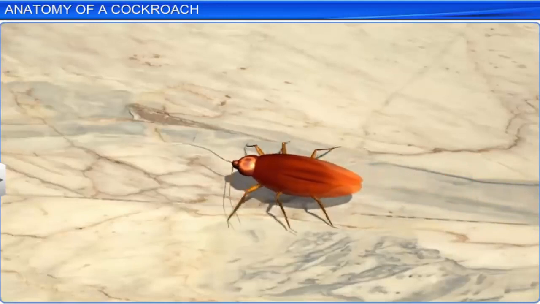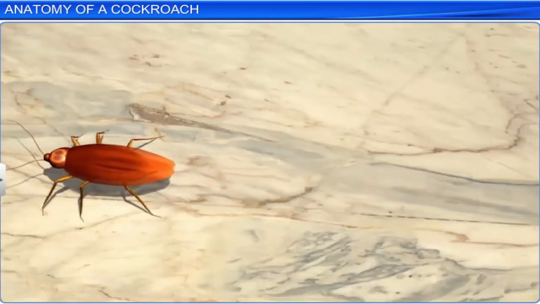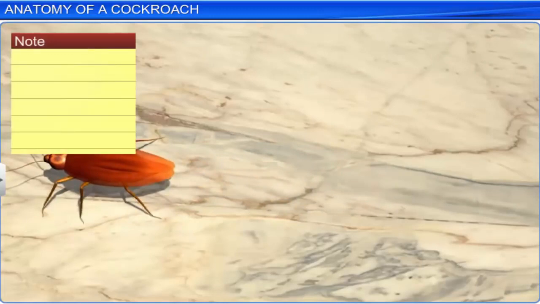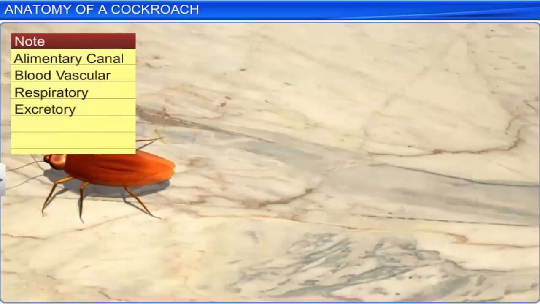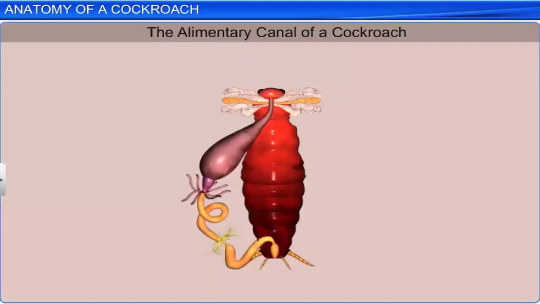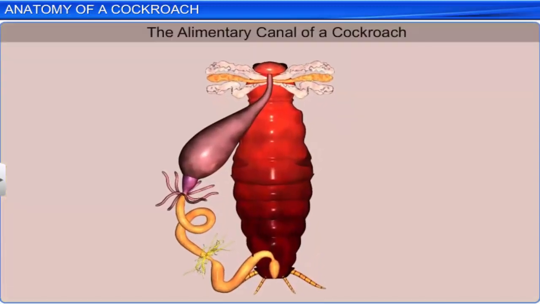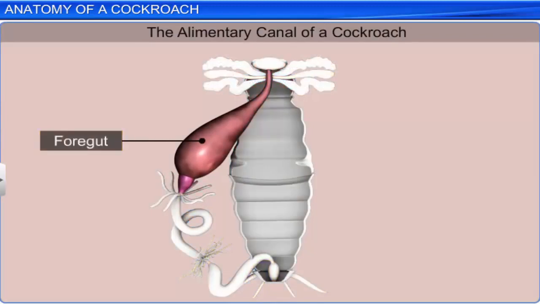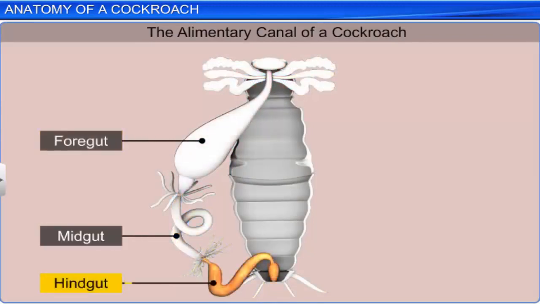Although a cockroach may look like a simple small insect, anatomically it is quite complex. Let's take a look at the anatomical features of a cockroach, such as the alimentary canal and the blood vascular, respiratory, excretory, nervous, and reproductive systems. The alimentary canal is present in the body cavity and is divided into foregut, midgut, and hindgut.